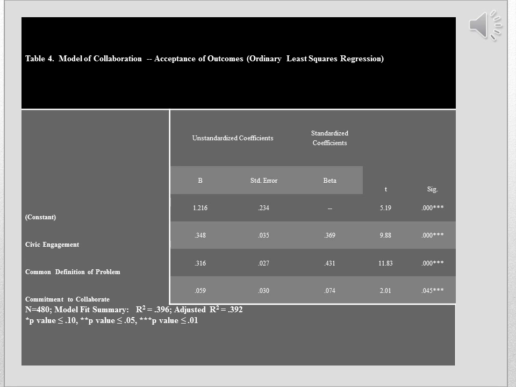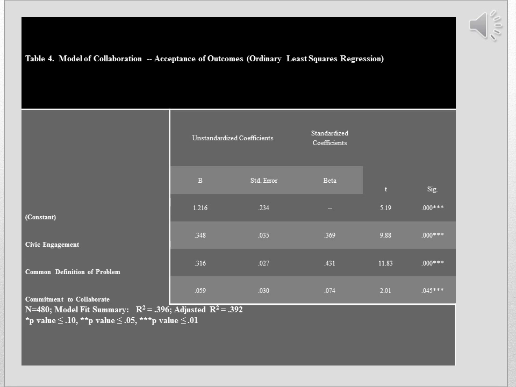Now, my purpose of presenting this slide isn't to try and teach you ordinary least squares regression in 30 seconds, which is what I'm trying to spend on each one of these slides. But it's to show you the results. For the dependent variable, acceptance of outcomes, what I've got listed on the left-hand side of this table is a constant value and the three independent variables: civic engagement, common definition of the problem, and commitment to collaborate. Ignoring for the moment everything else that's going on here, let's go all the way to the right side of this table and take a look at this quickly.